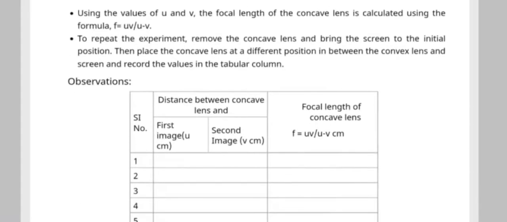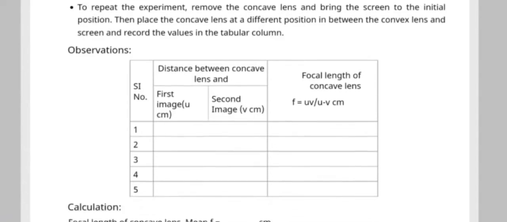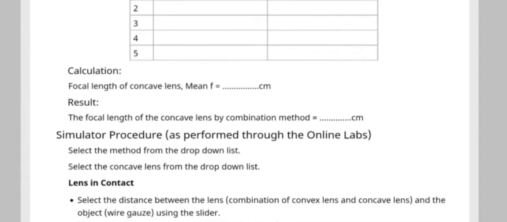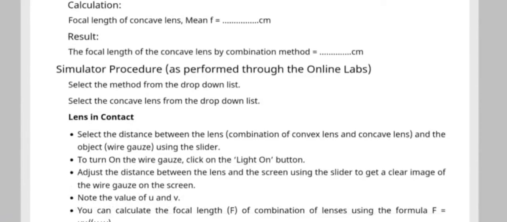So we have to find out here the first image distance from the concave lens and second image distance. So the first image distance will be u, second image distance will be v here. Then we will use the formula to find out the focal length of concave lens directly here. And now after this one, calculations method, result how to write, that is already given here.